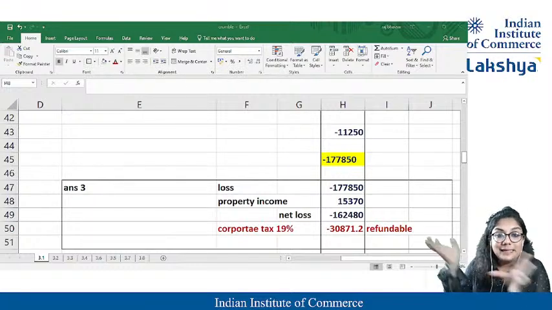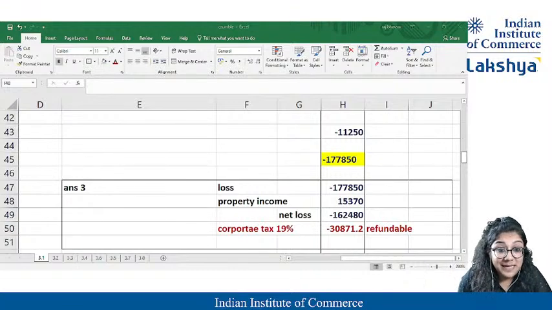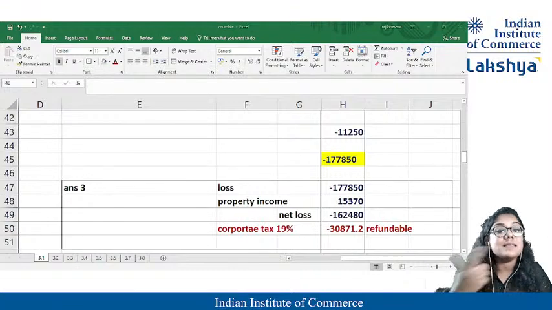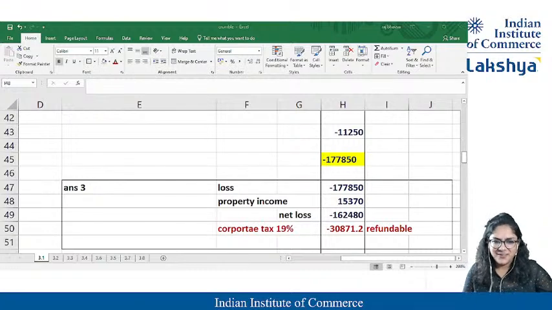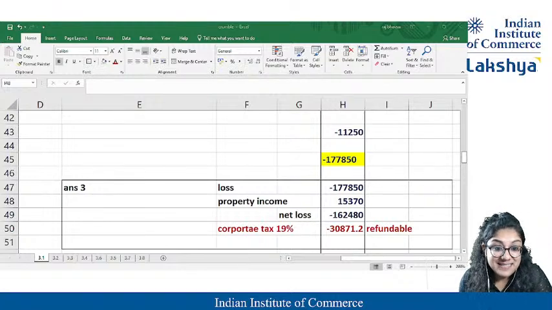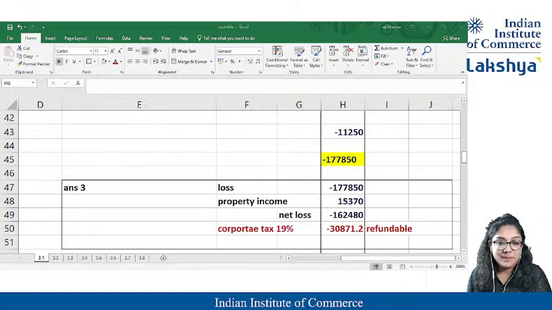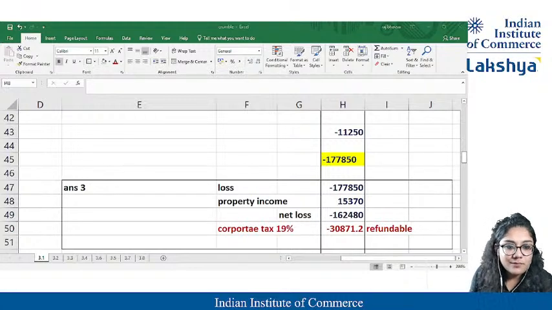I don't know whether you all feel the same or not, but I feel that compared to income tax, corporation tax is easier. Maybe that is because I love accounting and taxation altogether. But I feel income tax was more difficult, which is why I took the whole class for that. You can check the second day's video and you'll get to know.